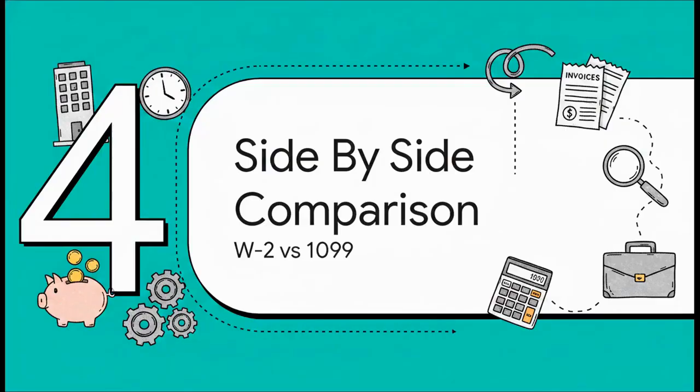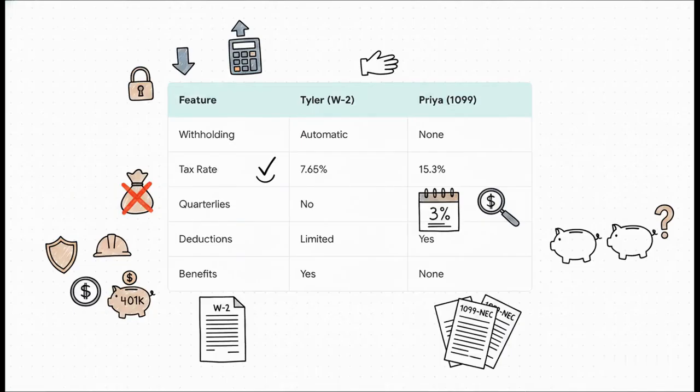Section 4, Side-by-Side Tax Comparison. To really cement all of this, let's do a direct comparison between our two workers. We have Tyler, our W-2 employee, and Priya, our 1099 contractor. Both are earning exactly $50,000 for the year, but as we can clearly see, their tax profiles and their daily work lives are completely different. For tax withholding, Tyler's is totally automatic. Priya has absolutely none. For the self-employment tax rate, Tyler effectively pays just 7.65% because his employer covers the rest. Priya pays the full 15.3%.